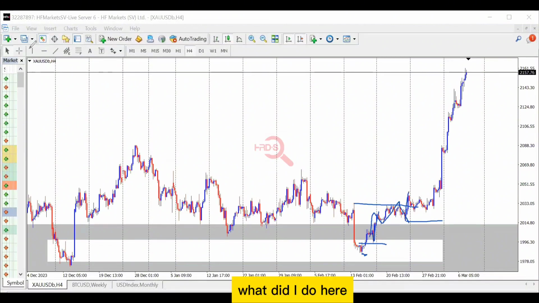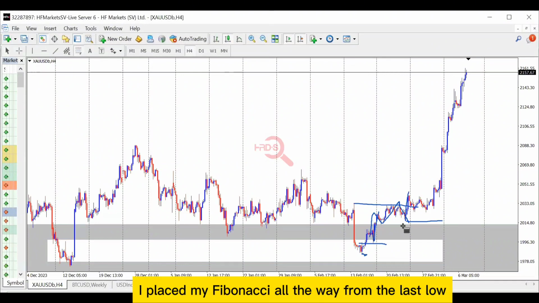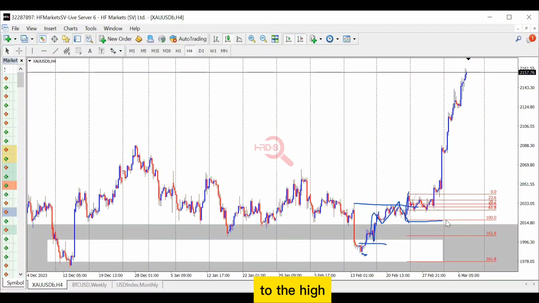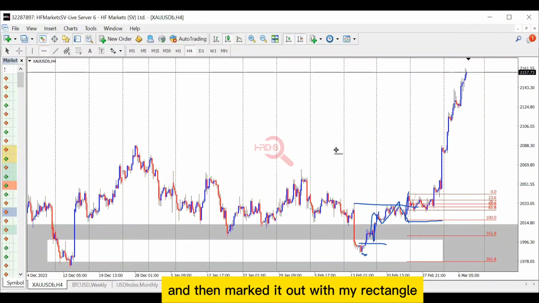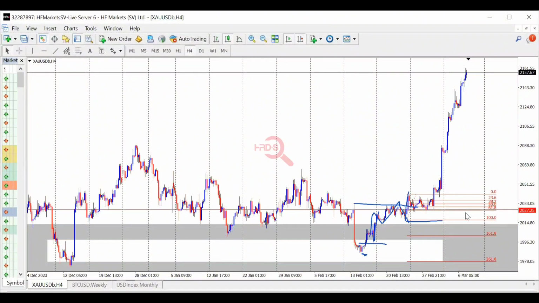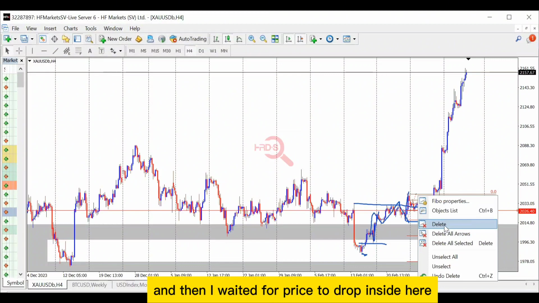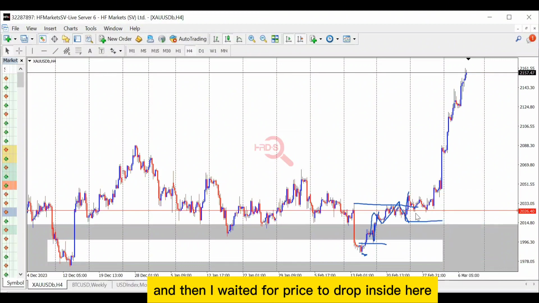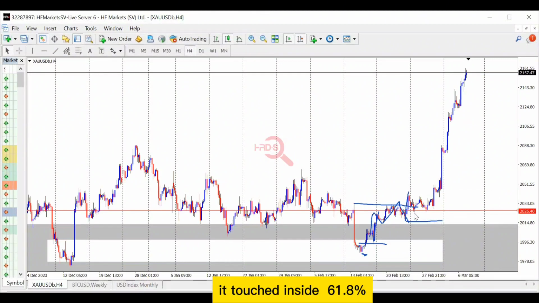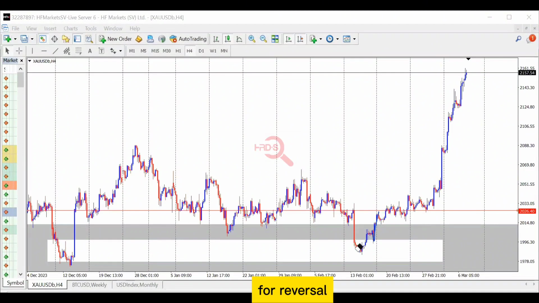So what did I do here? I placed my Fibonacci all the way from the last low, okay, to the high, and then marked it out with my rectangle or line here. I showed this in my previous class, and then waited for price to drop inside here. As you can see, it touched inside the 61.8 Fibonacci level twice before we finally moved for reversal.